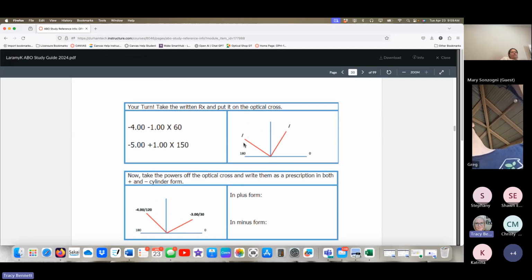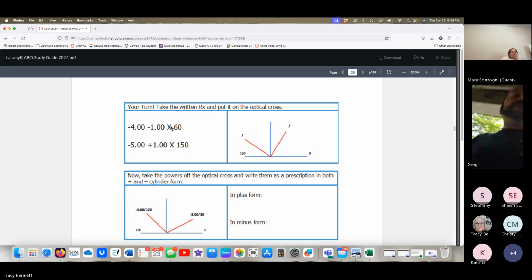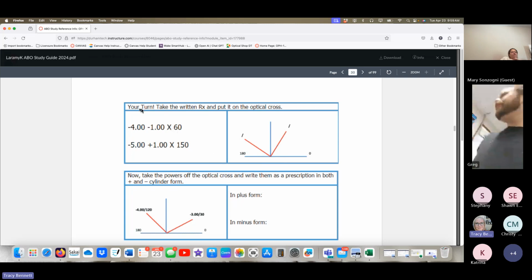All right, looking at this one, we would just do 60, right? At 60, we've got a -4. So we'll use this as our 60. So this would be 60, we'd have -4. Then we're going to go -1 as we travel from one meridian to the other. So we would end up with the -5. And you see that the -5 and the -4 end up being the 2 powers on the cross, and these end up being the 2 meridians associated with those.